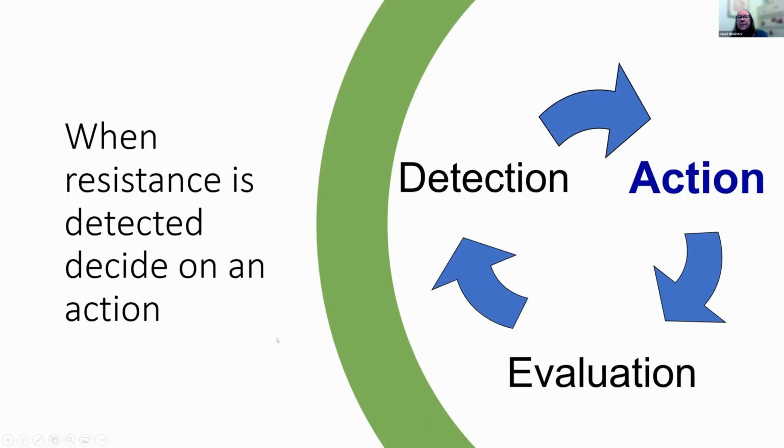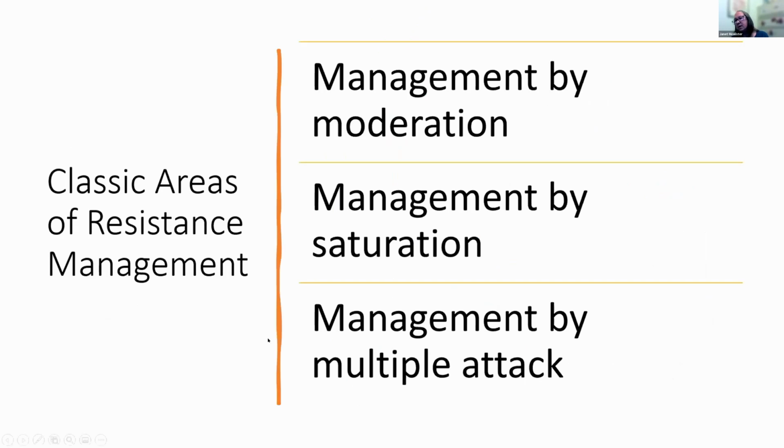So with that said, there are some classic areas of resistance management, and these theories have been around for decades. They're nothing new, and hopefully if you're new to insecticide resistance, you're learning something, and if you're very experienced in the realm of insecticide resistance, you've probably heard all of these before, but repetition is always a good thing. Sometimes we tend to forget over time and need to be reminded of things. So I'm going to go through each of these.